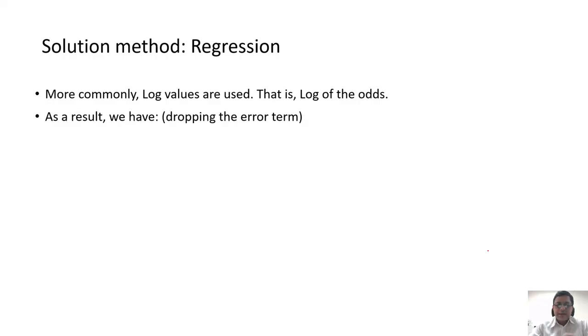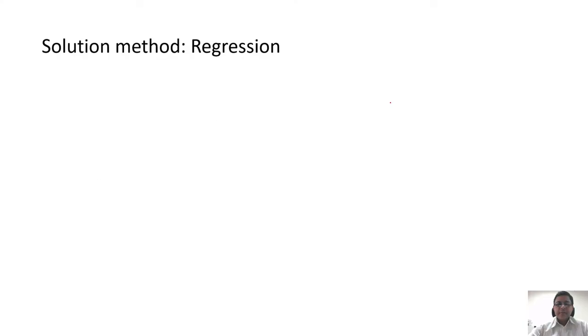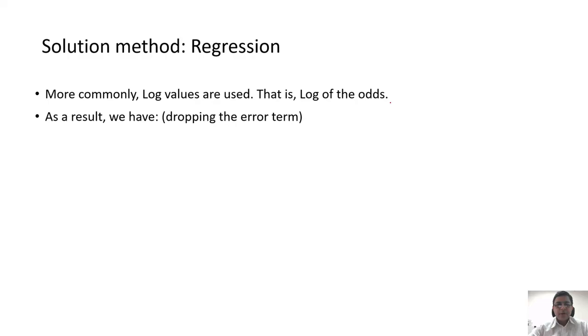So let us drop the error term for now. This error term, let us not worry about it. Let us not be statistically precise. Let us understand the concept of logistic regression. So I'm going to drop the error term, but that is not a statistical mistake. We are dropping it for convenience.